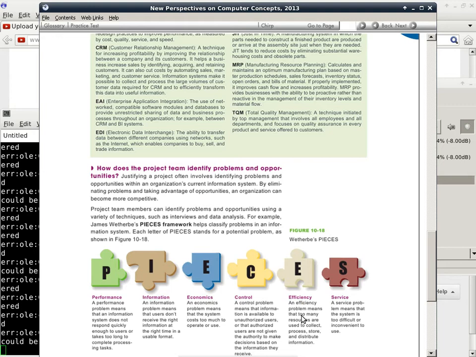All right. So we have pieces again. The first, so these are potential problems. Okay, this time we look at these words as potential problems of either an existing information system or something that we should be aware of.